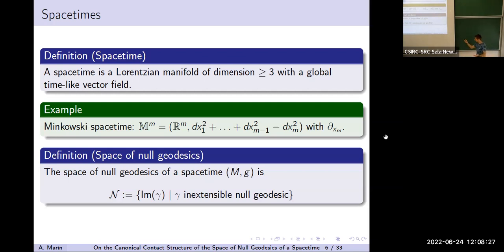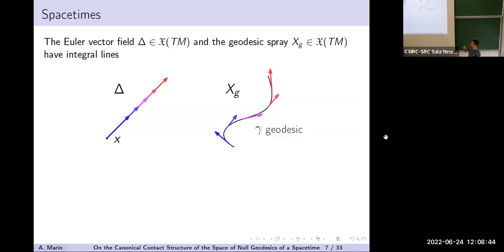As I said, this is maybe only a set, but what I want is to give this extra structure. And the way I'm going to do this is I'm going to see it as a quotient of some manifold, so that maybe you can endow it with topological structure and maybe even a smooth structure. So to do this, let me introduce two vector fields. These two vector fields are going to be defined on the tangent bundle of my spacetime. And I'm going to define them via their integral lines.